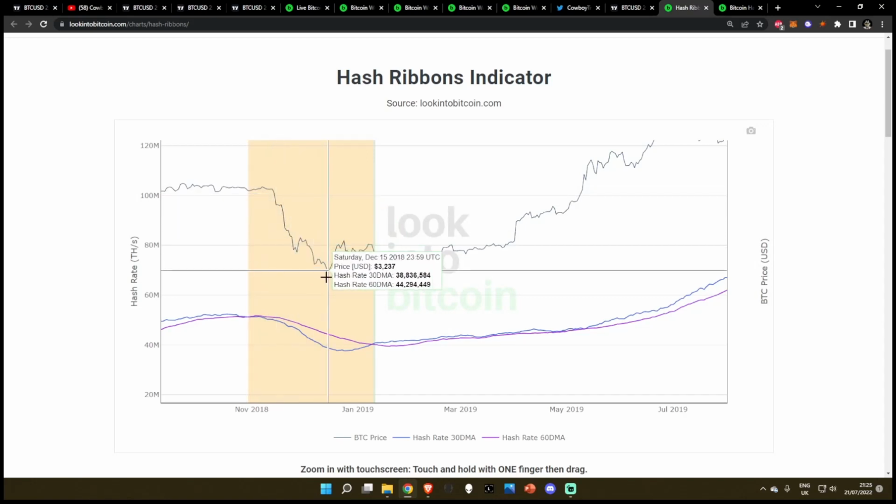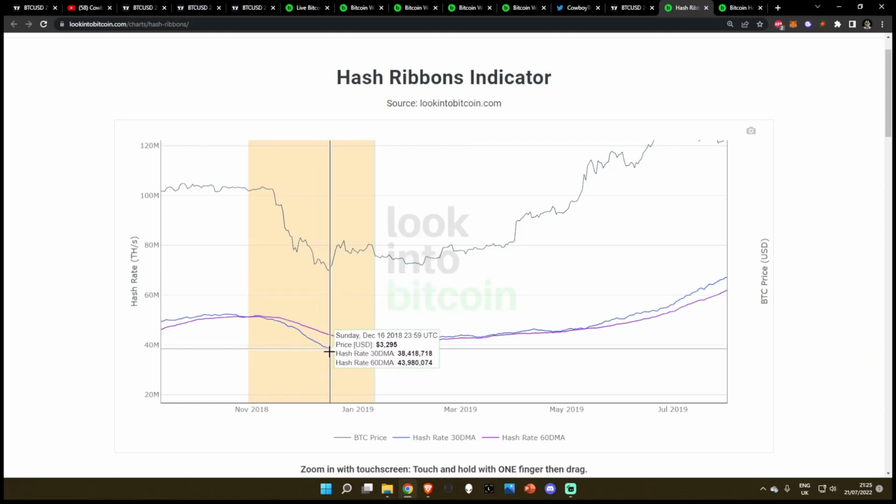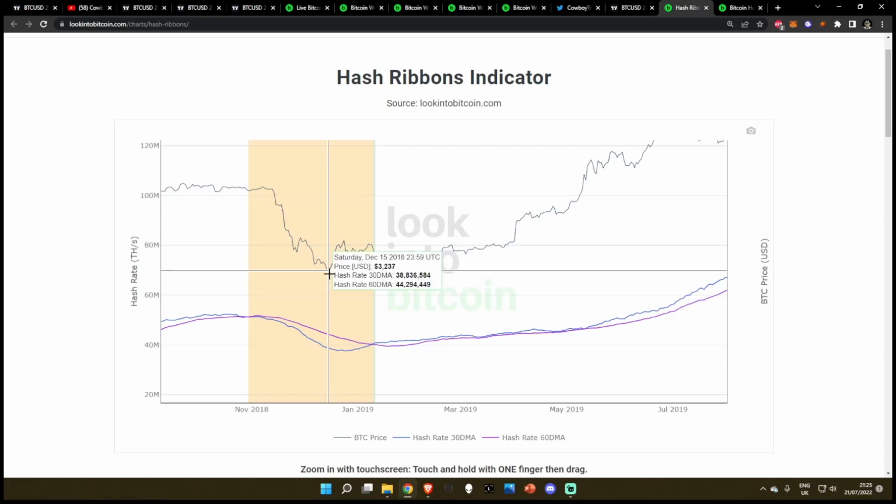We found our bottom around about December the 15th, and if you look at the 30-day moving average over on the hash rate, you can see the 30-day moving average only bottomed 5 days after. So once again, this is a moving average. It takes in data points from the past 30 days, at least the blue line does. So it's not going to call the exact bottom.